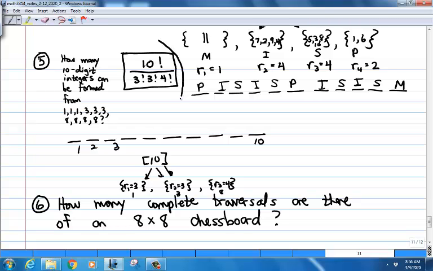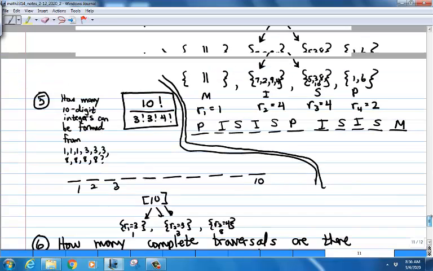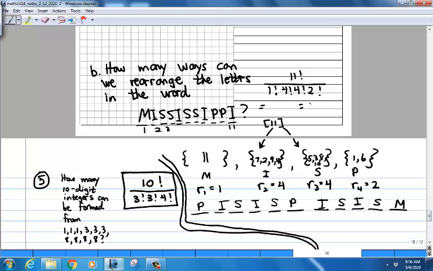Let me split these 2 things up, because those are different problems. Did anybody calculate that? 34,650.